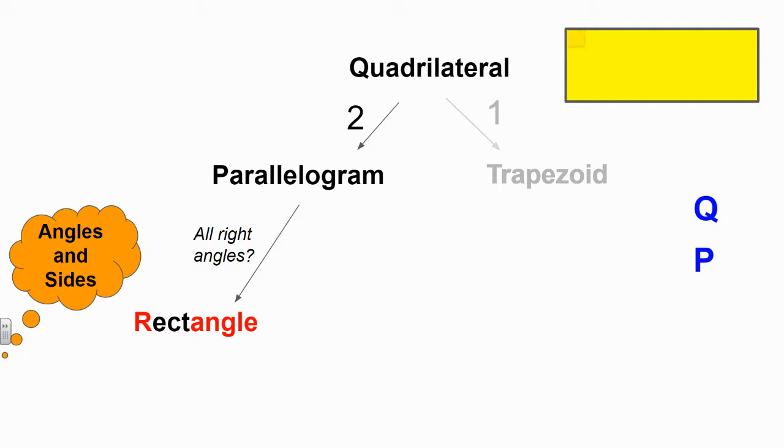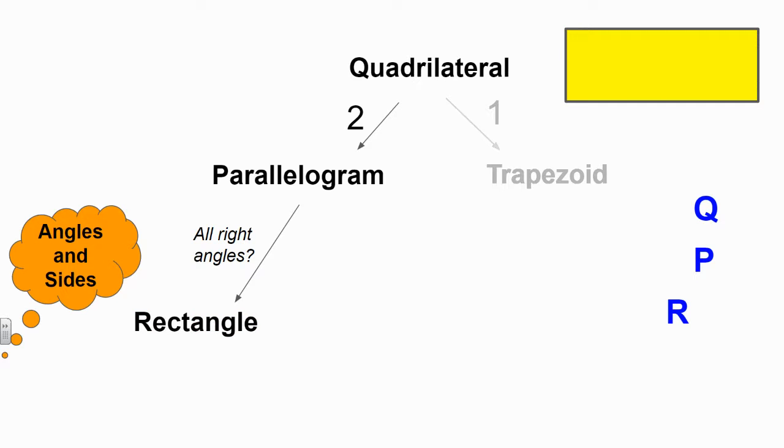And so let's go ahead and take a look. You can definitely see that angle is a right angle, but so are all of them. And so absolutely, this quadrilateral, which is also a parallelogram, is also a rectangle because it has 4 right angles. Again, the further down we go, the more specific we're being.